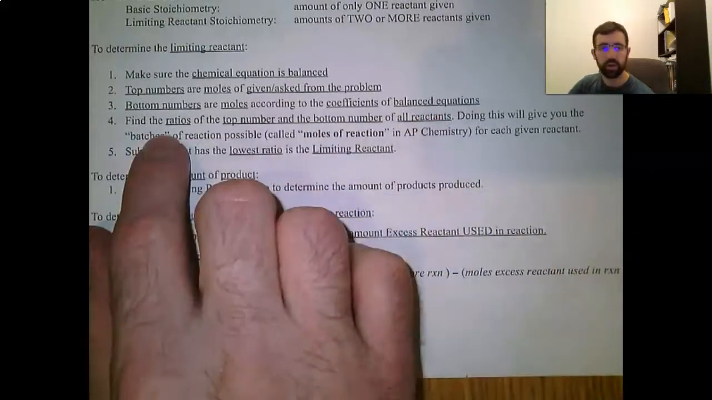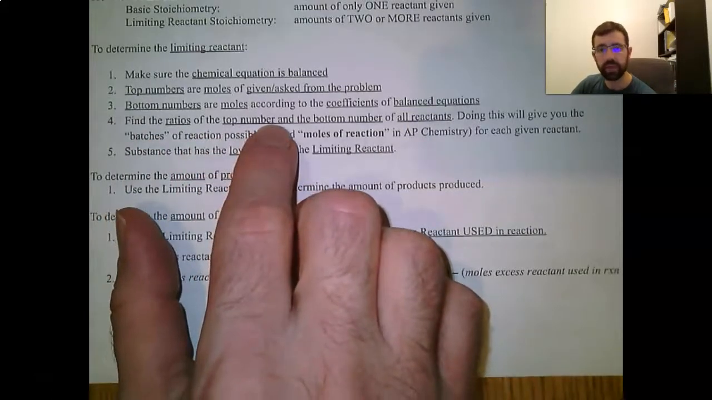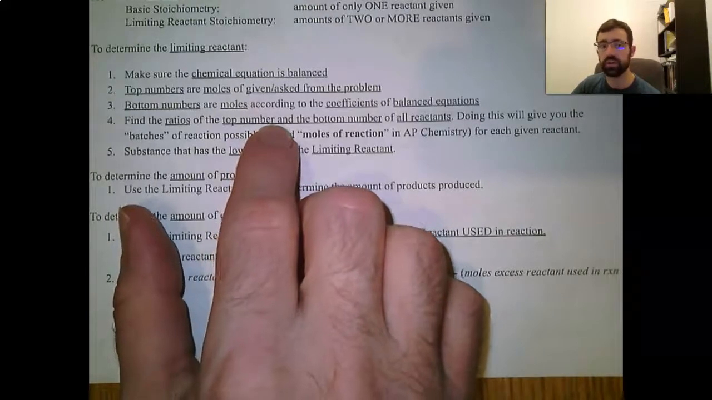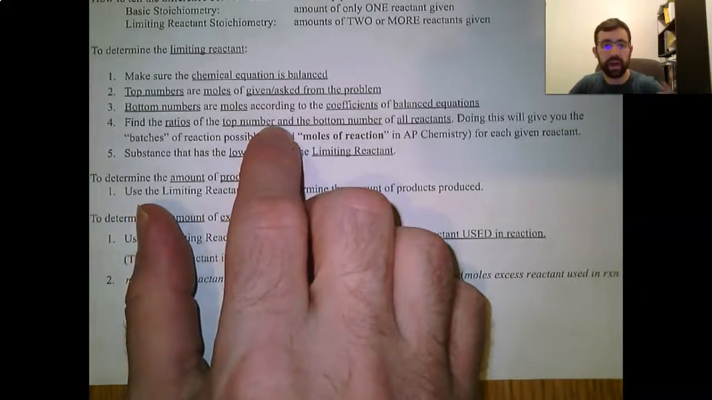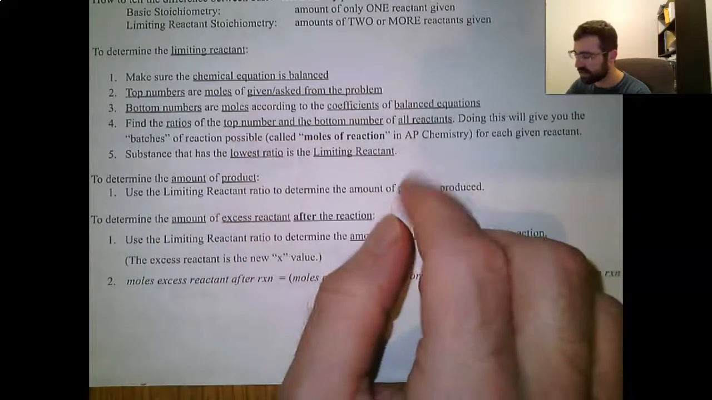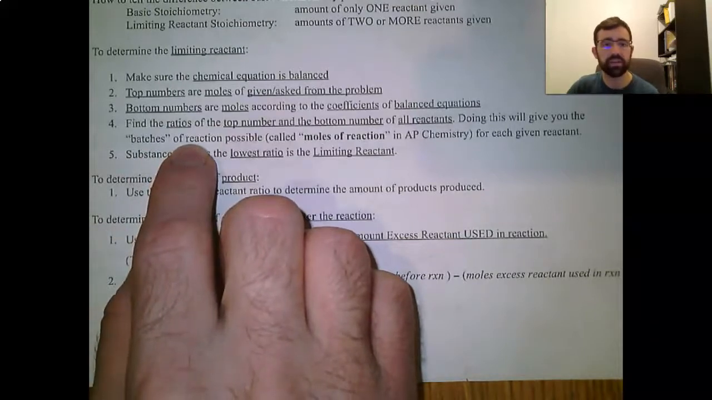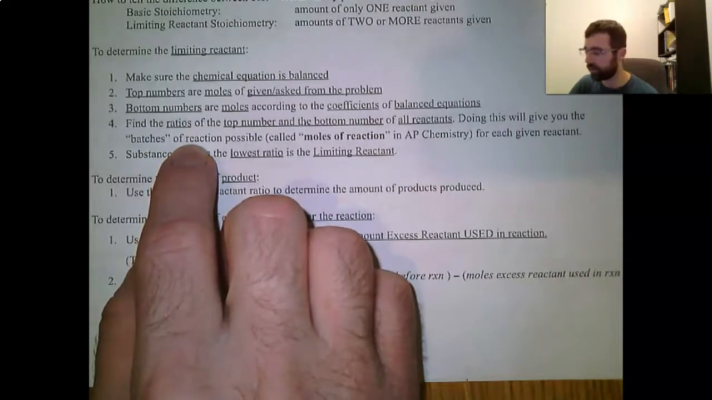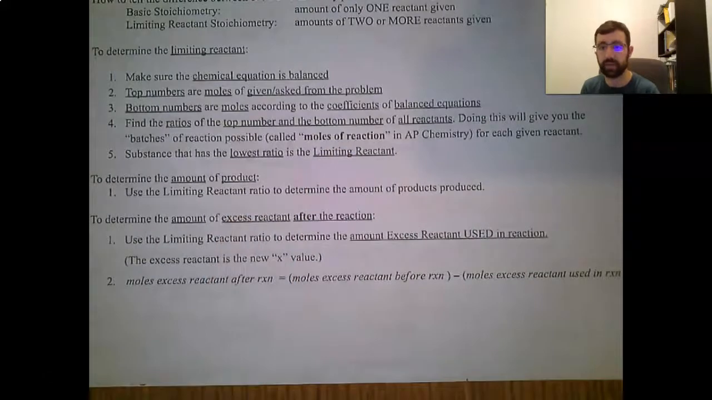But this part's different. We just want to find the ratio of the top and bottom number of all of the reactants. We're not actually setting up a proportion. We're just going to divide. You just do the moles from the problem divided by the moles of the reaction and find out what the answer is. That's the first step. We want to do that with each reactant given. That's going to tell you the number of batches of reaction you can get. It doesn't tell you the answer to the problem, but it tells you how many batches we can make, or how many moles of reaction. That's the word that we use in AP chemistry for batches, or how many times the reaction could occur, whether it's 4 times or 12 times or whatever.